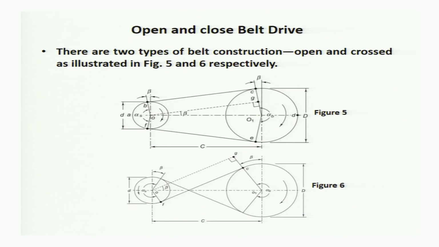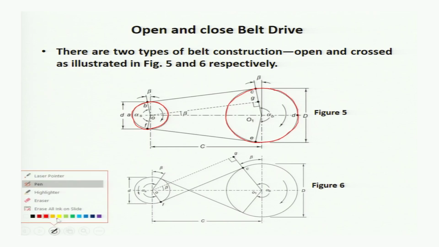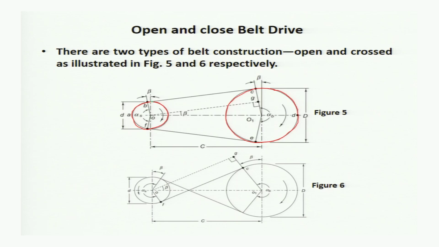Now there are 2 types of belt construction, open and crossed, as illustrated in figure 5 and figure 6. In this figure 5, we have this driving pulley, and this is the driven pulley, the bigger one, and a belt is wrapped all around it. Green color is the belt.